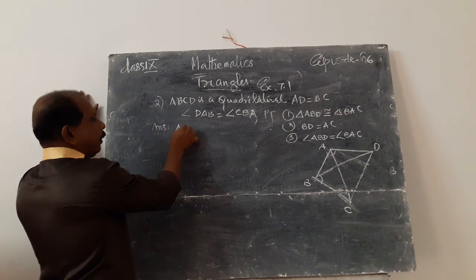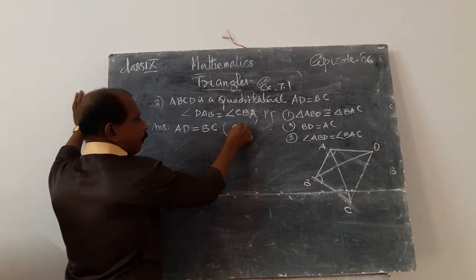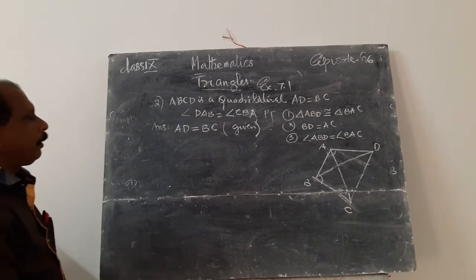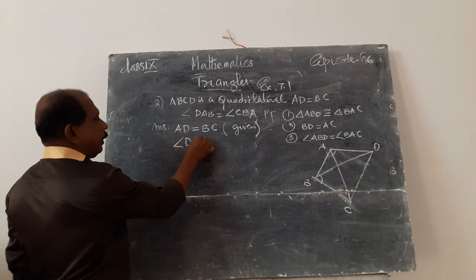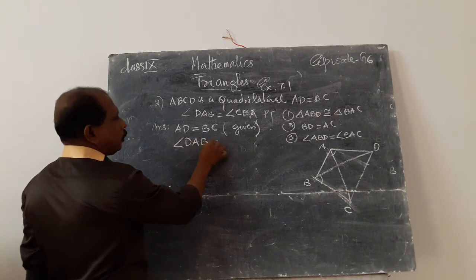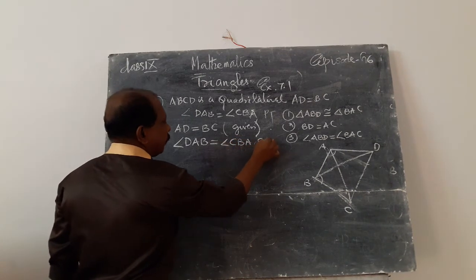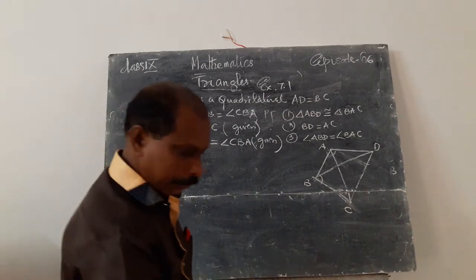AD is equal to BC. That is given. And angle DAB is equal to angle CBA. That is given. That means one side and one angle are given.